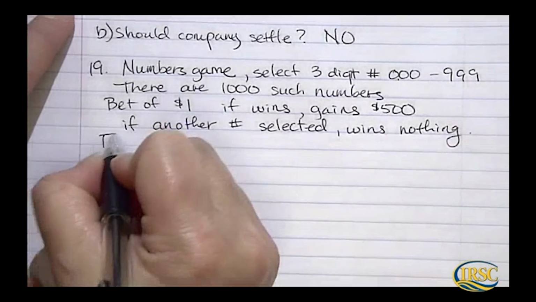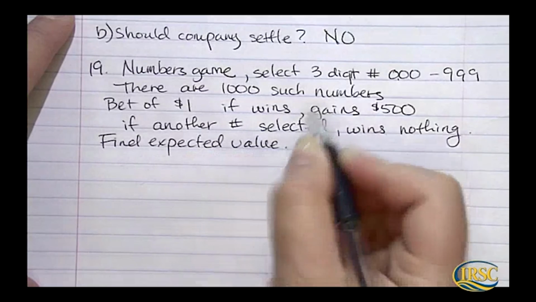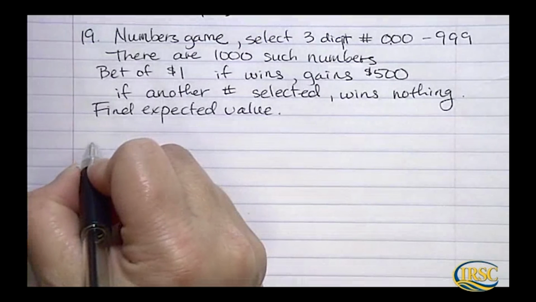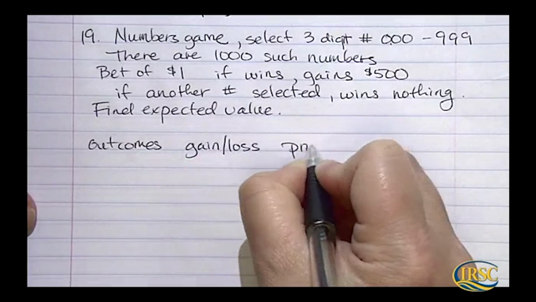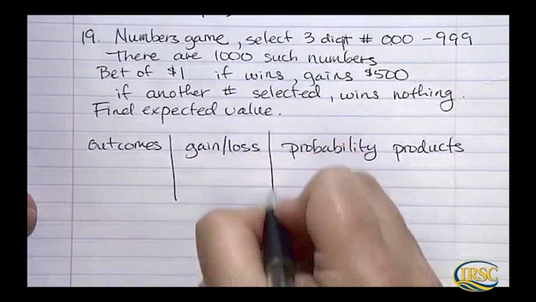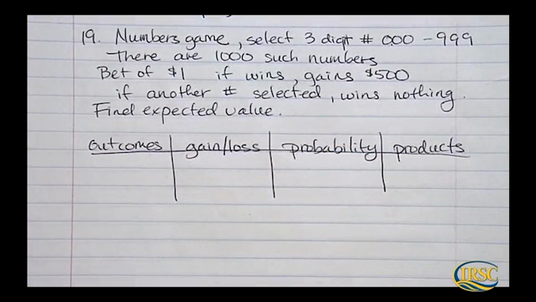Okay, find the expected value. So they gave you an example, like let's say you bet on 115. It doesn't matter which number. They were just giving you an example there. But again, expected value, so you're making that same chart. Outcomes, gain loss, probability, products. Now, there were a couple homework problems where you didn't need a gain-loss column because it didn't talk about money. So that's what the gain-loss column is for. Like the first example we did in the notes was just rolling the die and what's the expected value of that.